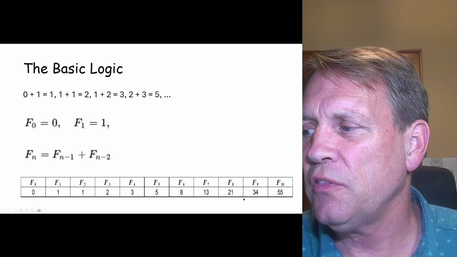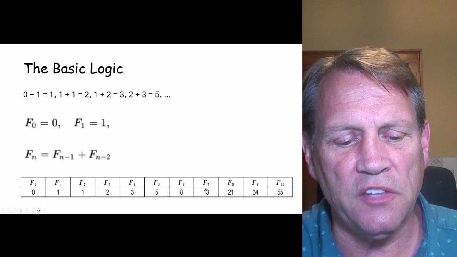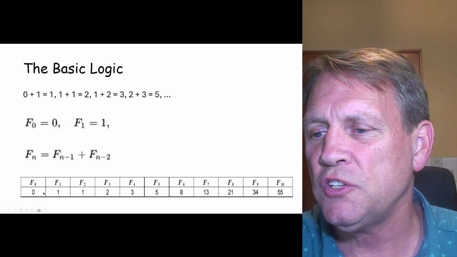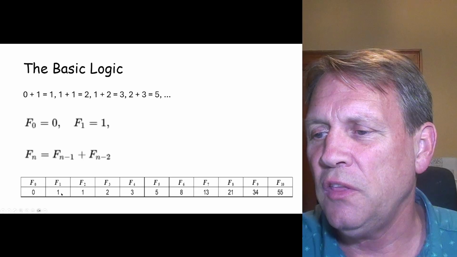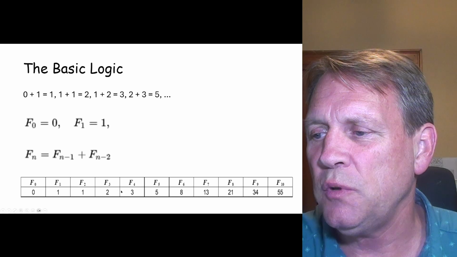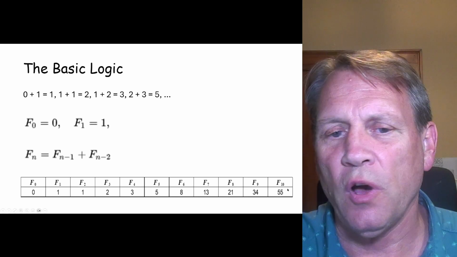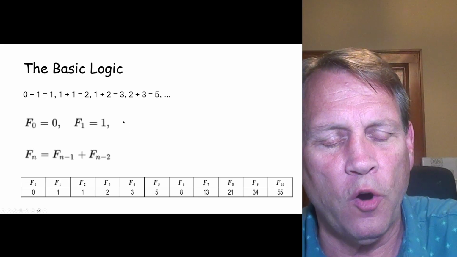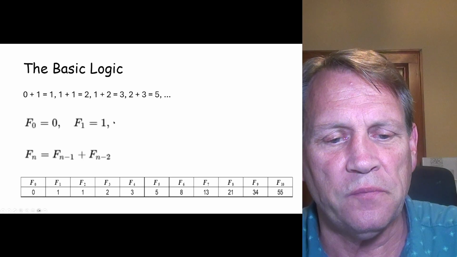And so here are the first 10 in the sequence of the Fibonacci numbers. So again, we start with 0 and 1. 0 plus 1 equals 1. Then the next two, 1 plus 1 equals 2. Then 1 plus 2 equals 3, and so on. Okay, so that's your first 10 numbers in the formal Fibonacci sequence.